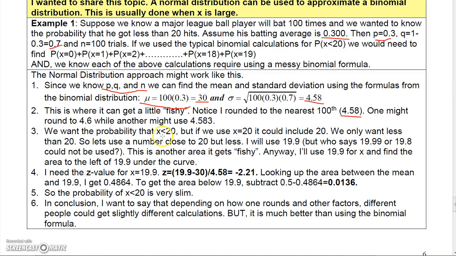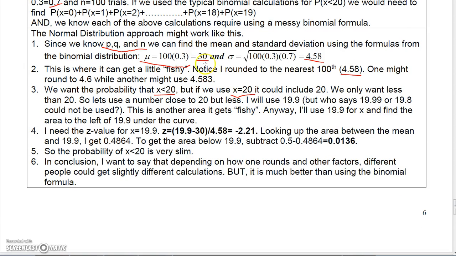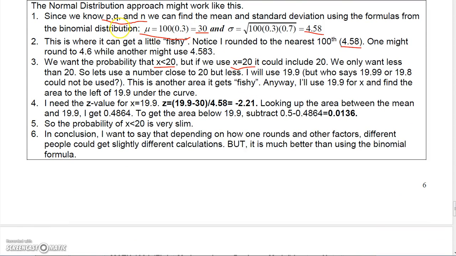Now, what we want is the probability that x is less than 20. But if we use x equal to 20, then that might include the 20, and we don't want to include the 20. So we're going to use a number close to 20 but less than 20. I'm going to use 19.9. Somebody else might use 19.99 or 19.8, but I'm going to use 19.9. So I need the z value for 19.9.